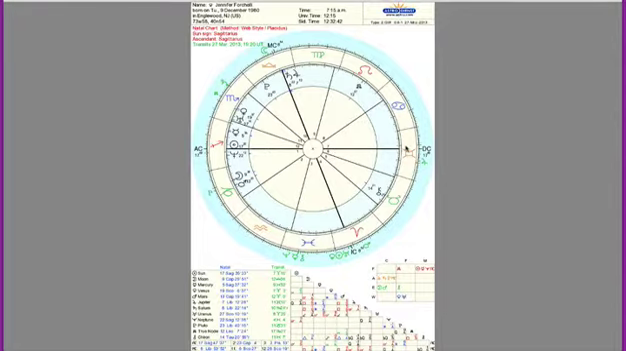Directly opposing that is the descendant. This is how you are with others. Okay? And everyone has this in their chart. It's just what sign it is. And then this little dark line down here, the IC, that is how I am in my home private world. And then directly opposing that is this line, MC. This is how I am in my public work professional persona.